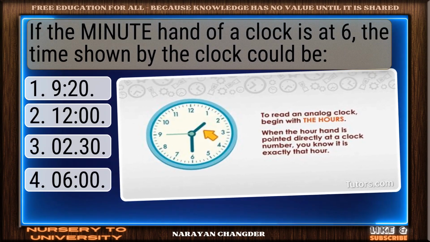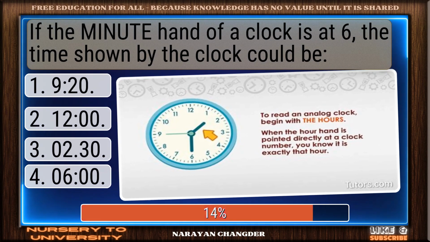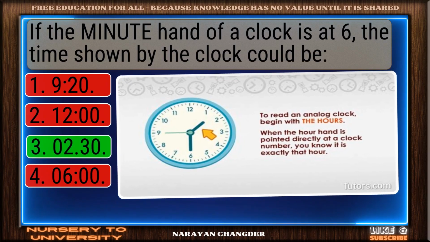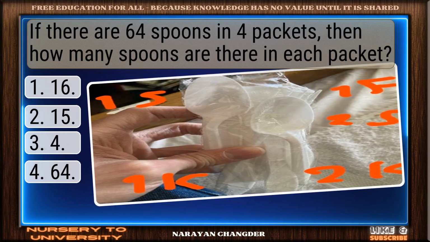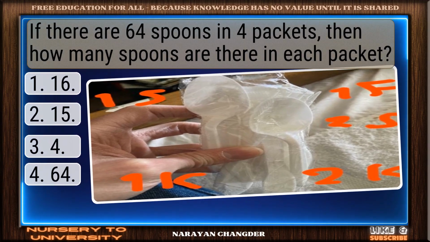If the minute hand of a clock is at 6, the time shown by the clock could be... Great job. 02:30 is the accurate answer. If there are 64 spoons in 4 packets, then how many spoons are there in each packet?